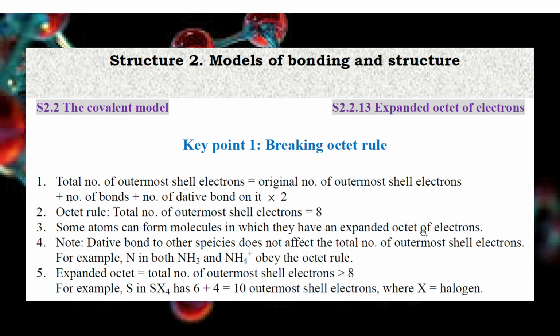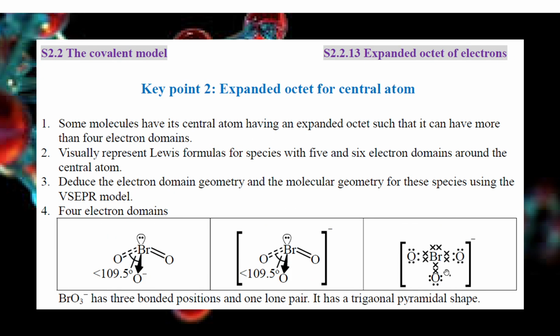It can be more than 8. In an expanded octet, the total number of outermost shell electrons is larger than 8. For example, SX4, where X is hydrogen: for the S inside, it has 10 outermost shell electrons, and they have a different shape. An expanded octet for the central atom comes with a lot of different shapes.